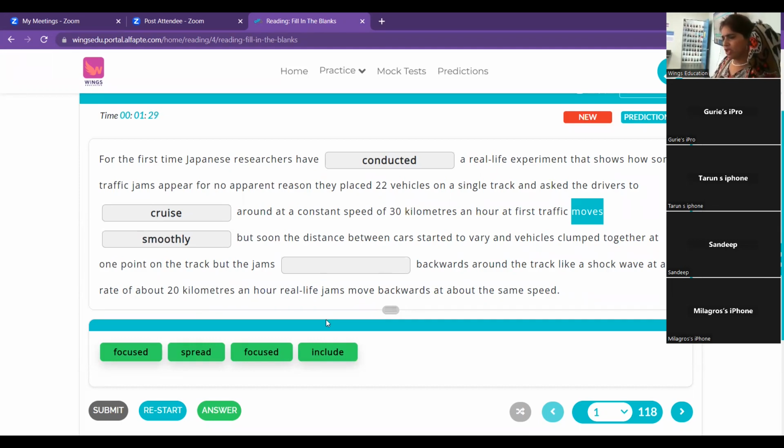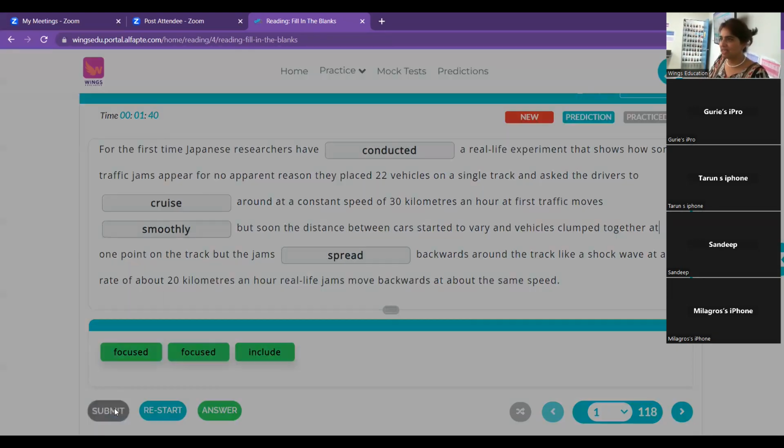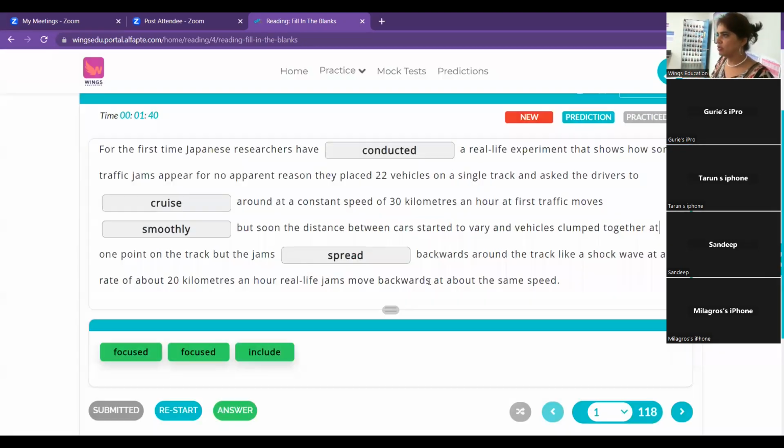Jams spread or include? You think I'm going to take Naz's answer. If you get it wrong, it's Naz's fault then. Or it's her credit. Yeah, check it and submit. Let's clap for you guys. Well done. Okay, well done, Alexandra and Sandeep, those people who are giving answers.